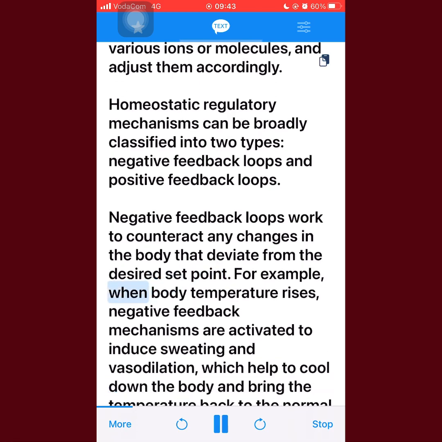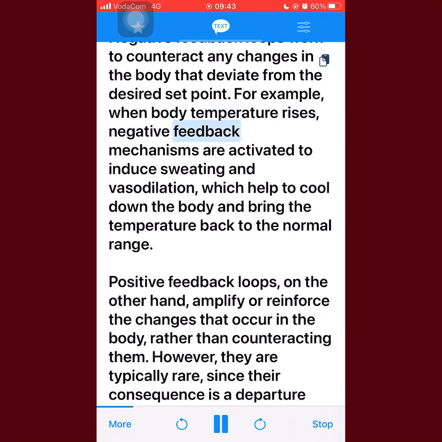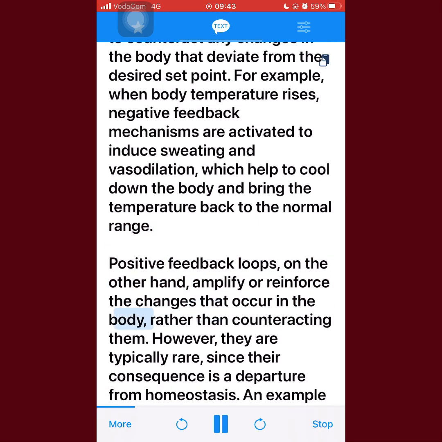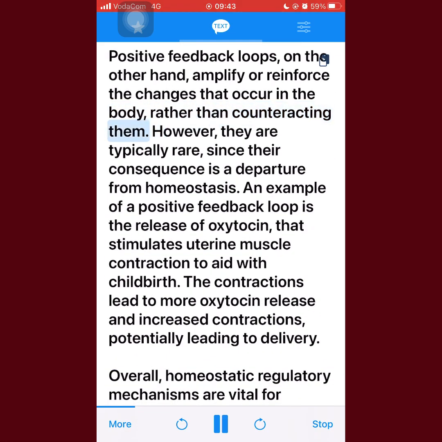For example, when body temperature rises, negative feedback mechanisms are activated to induce sweating and vasodilation, which help to cool down the body and bring the temperature back to the normal range. Positive feedback loops, on the other hand, amplify or reinforce the changes that occur in the body, rather than counteracting them. However, they are typically rare, since their consequence is a departure from homeostasis.